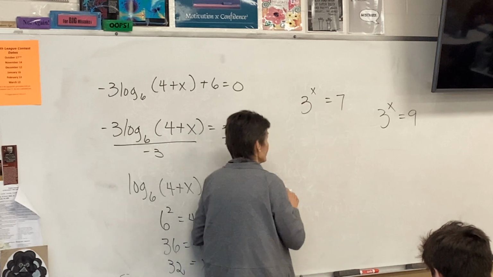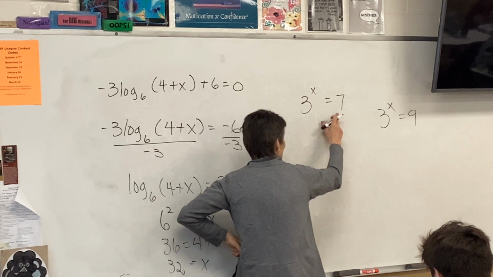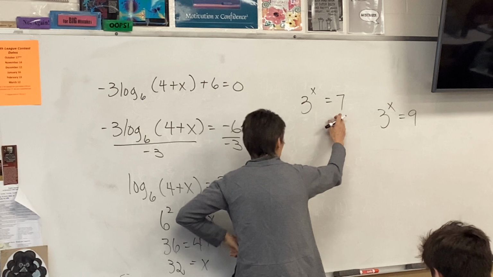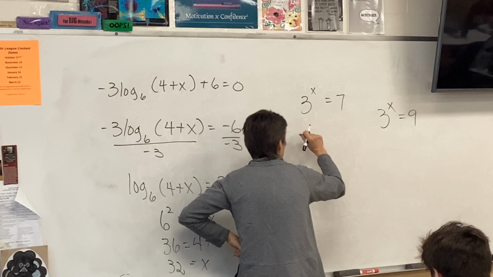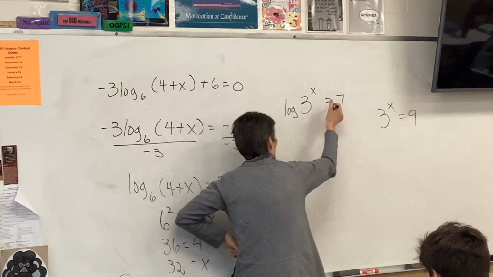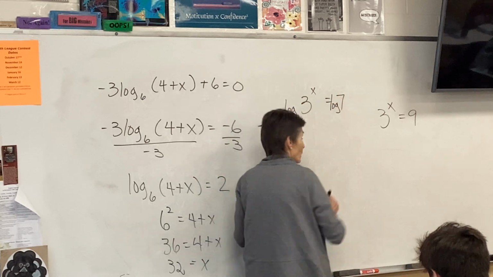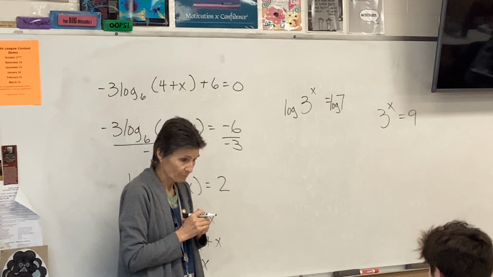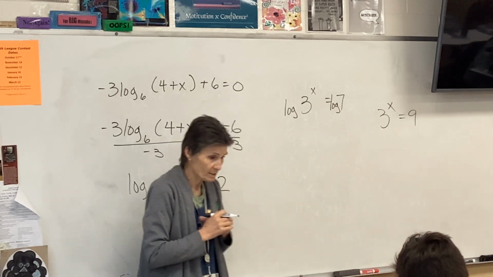Here's what we do. If you cannot make these match, there's no way to make 7 a power of 3. So we're going to write log on both sides of the equation. And physically write log on both sides. Okay, so write log on both sides.